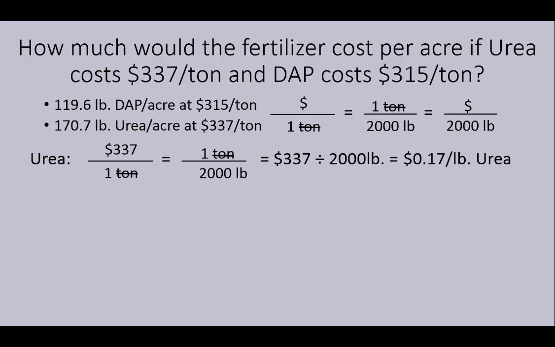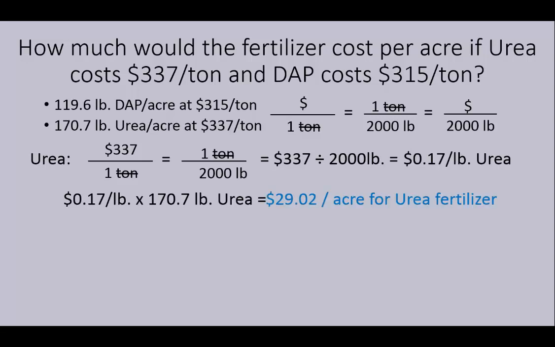Remember that we need to apply 170.7 pounds of urea, so 17 cents per pound times 170.7 pounds of urea gives us a total of $29.02 per acre that we will spend on urea. Now let's look at DAP at $315 per ton.